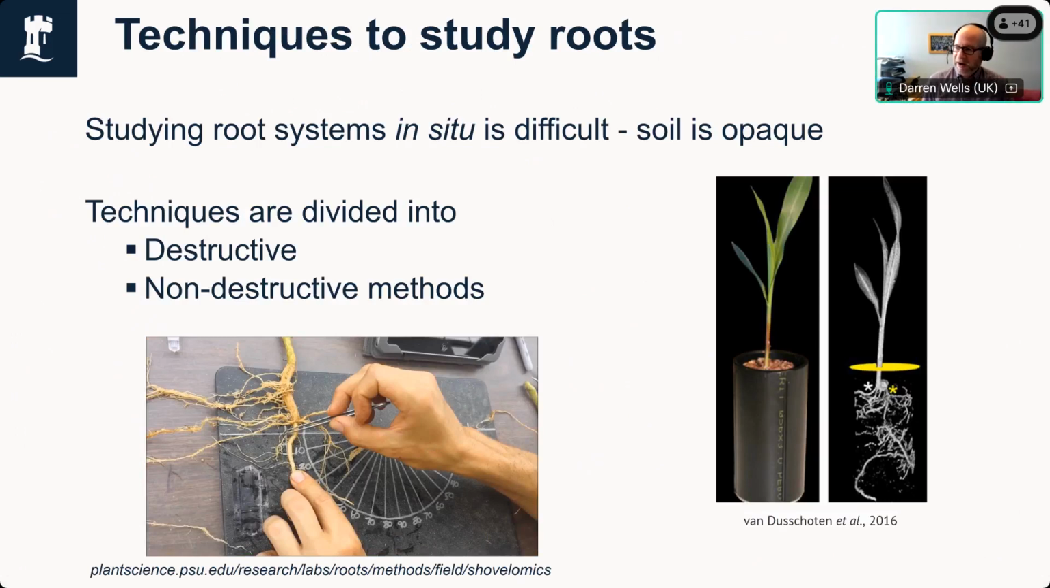Soil is opaque, we can't see what's going on. And that leads the techniques to be divided into 2 very clear classes, those that are invasive and destructive of the root system. You see a picture of an example here. This is a root system being yoinked out of the field. That's obviously never going back in again. That's a destructive technique. And on the right-hand panel here, you can see an MRI scan of a root showing scans done in situ. So a very broad classification of how you can do this kind of thing is to be destructive or to be non-destructive.